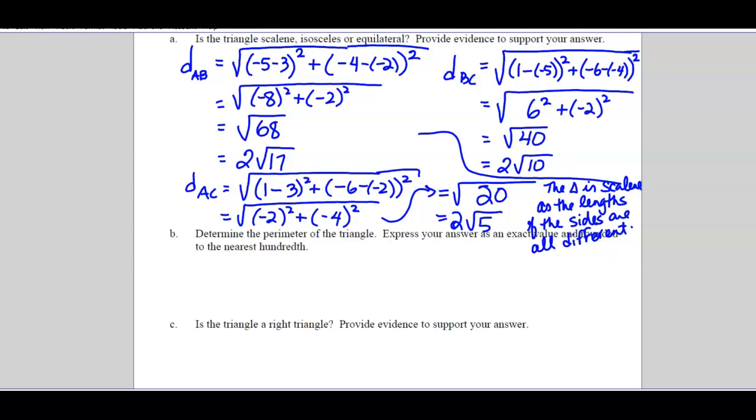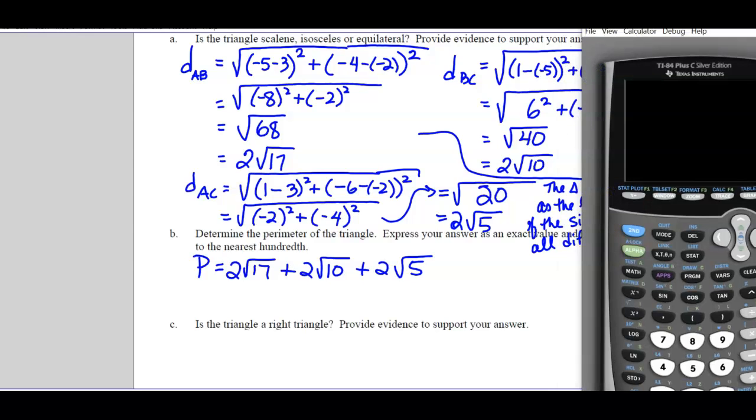Okay, so now determine the perimeter. Express your answer as an exact value and round it to the nearest hundredth. So for the perimeter, we have to add up all the sides, right? So that's why having these simplified is helpful, because we know now that we can't collect any like terms. Okay. So that's the exact value.